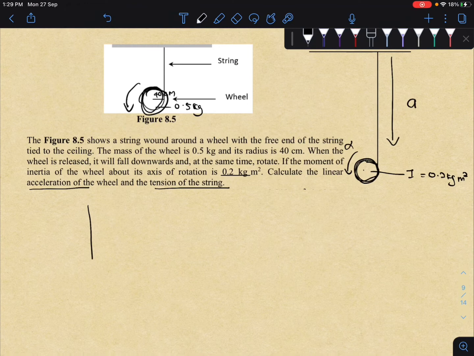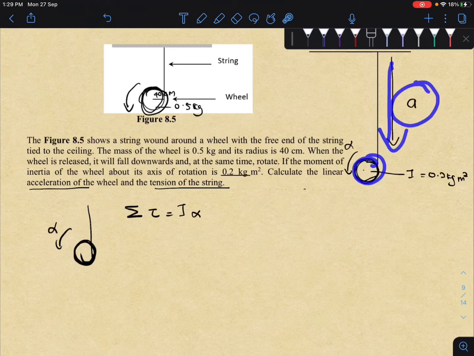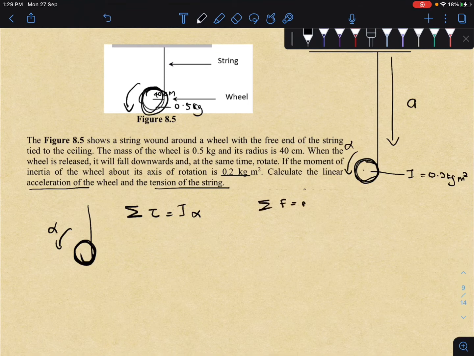Let us redraw our system here. We have a string and the wheel here. This wheel will experience angular acceleration alpha. When it has angular acceleration, obeying Newton's second law for rotational motion, we have summation torque equals I alpha. This is Newton's second law for rotational motion. At the same time, the wheel has displaced and undergone linear acceleration, so it will obey Newton's second law of motion for linear motion, namely summation F equals ma.